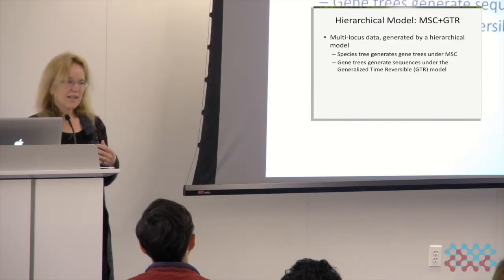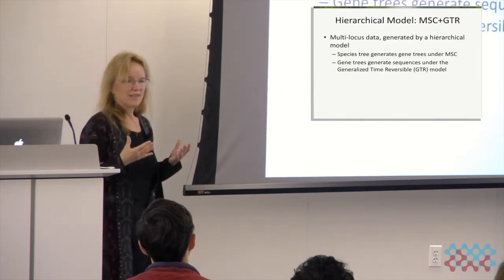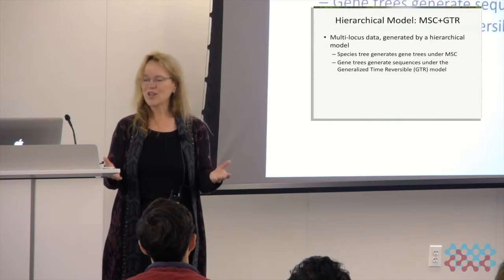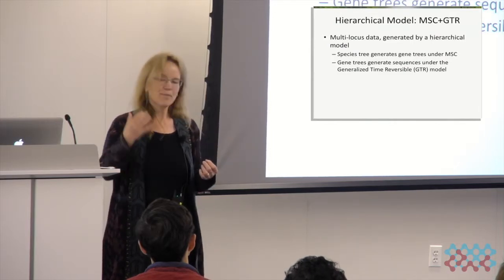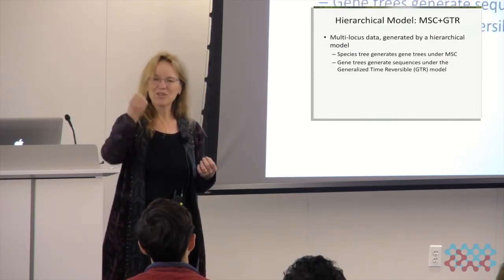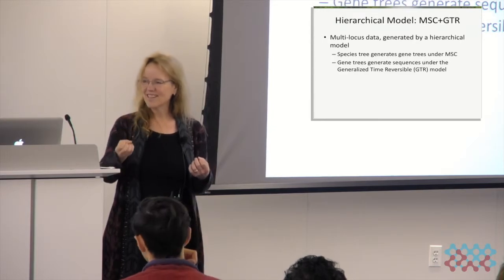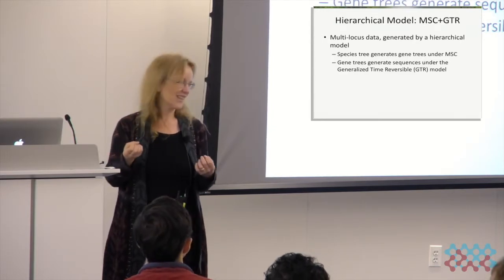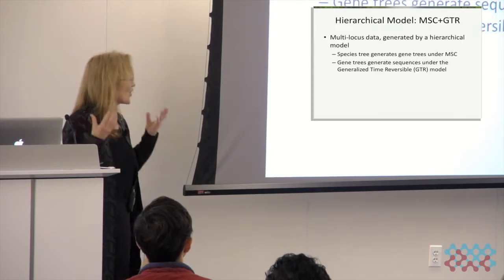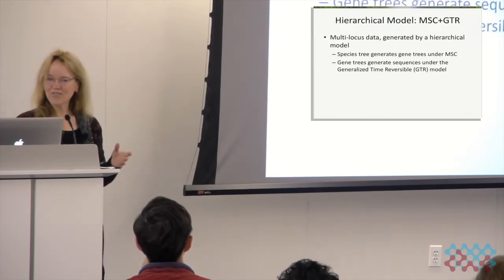Okay, so there's a hierarchical model. You have a species tree that is generating gene trees. It's a mathematical process. The species tree is a generative model for gene trees. And then the gene trees are generating sequence data. And you're trying to infer the species tree from this mess.